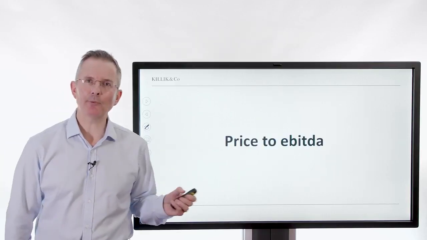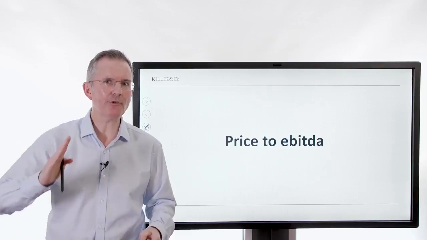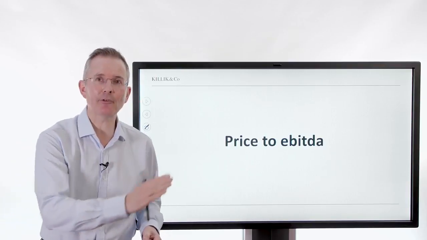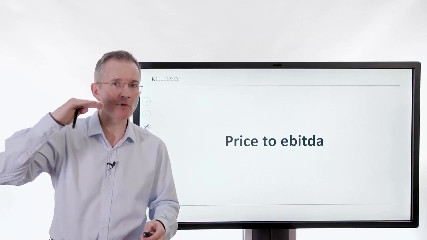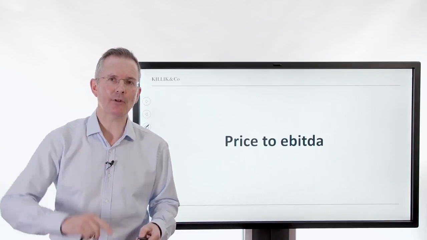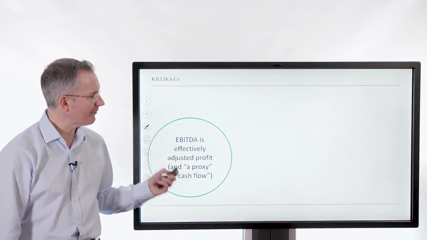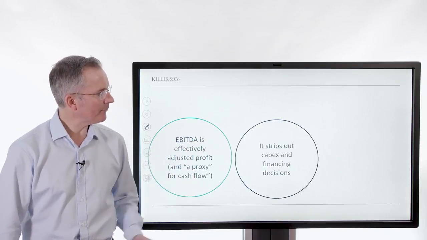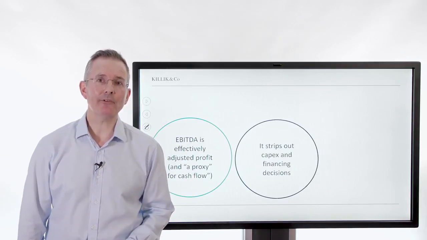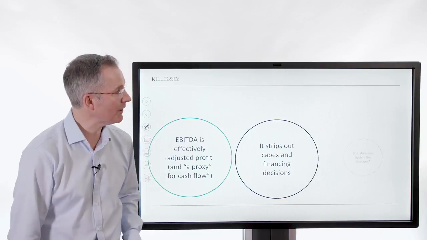Finally, and we'll wrap up with this one, price to EBITDA. This sounds like the most glamorous, earnings before interest, tax, depreciation and amortization. More detail in other videos. This is a number that's somewhere between profit and cash flow. So it's like an adjusted profit figure, if you like. Now, it is popular in certain sectors. It's effectively adjusted profit and a proxy for cash flow. It strips out the effect of capex and financing decisions, hence the profit before interest, depreciation and amortization.